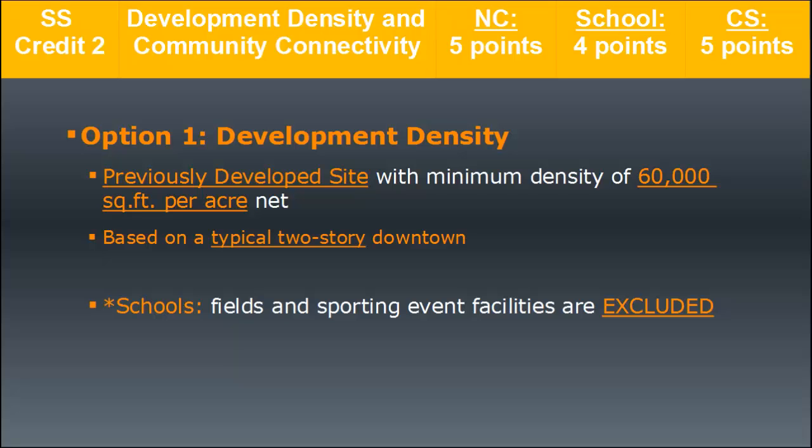Option 1 in version 3 is development density. It includes previously developed site with a minimum density of 60,000 square feet per acre net, which is a typical 2-story downtown approximately. Schools with fields and sporting event facilities are excluded.